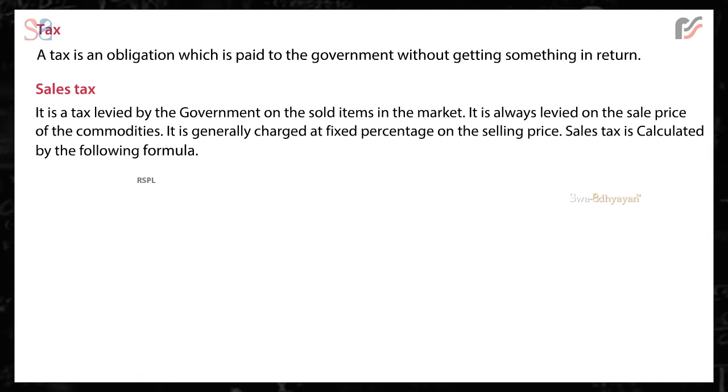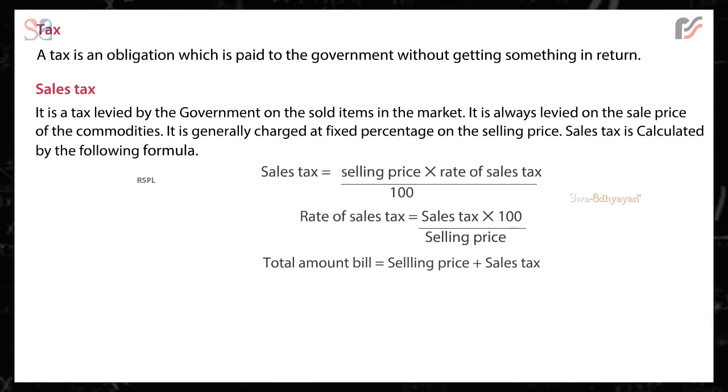Sales tax is calculated by the following formula. Sales tax is equal to selling price multiplied by rate of sales tax by 100. Rate of sales tax is equal to sales tax multiplied by 100 by selling price. Total bill amount is equal to selling price plus sales tax.